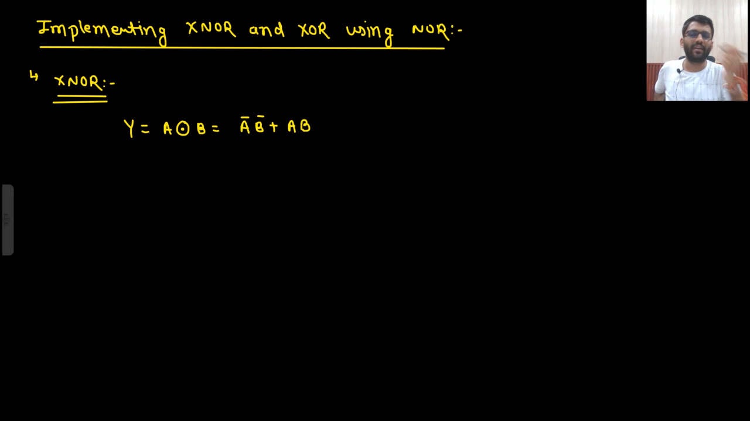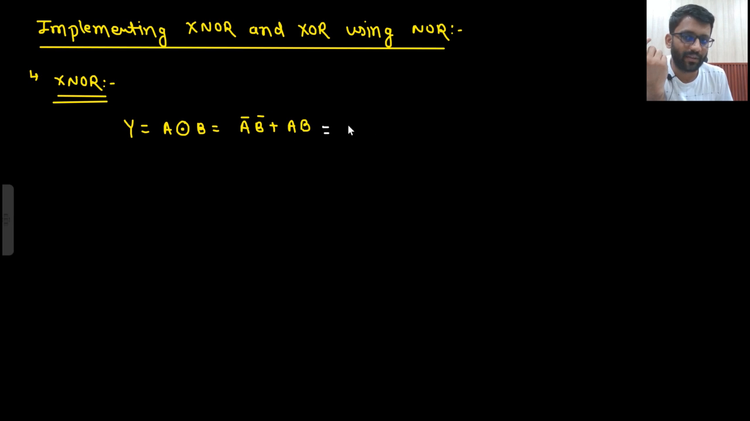Now we will implement XNOR gate and XOR gate using NOR gate. So first we will implement XNOR gate. First we are implementing XNOR gate using NOR gate. So A bar B bar plus AB. Is this the form you want? My question is, is this the form you want? No, I don't want this form. Because I want product of sum. I am implementing using NOR gate, so I want product of sum. So what can I do about it?